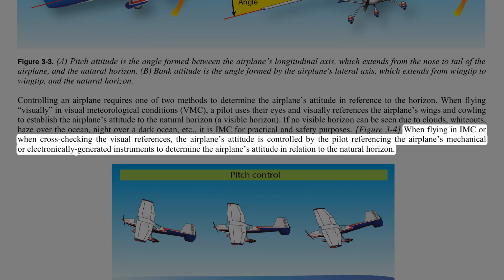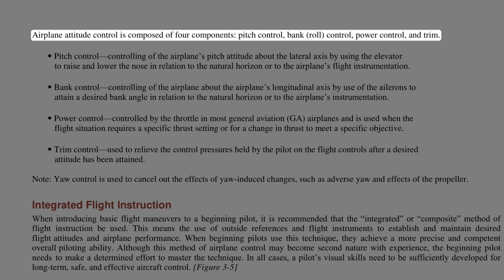When flying in IMC, or when cross-checking the visual references, the airplane's attitude is controlled by the pilot referencing the airplane's mechanical or electronically generated instruments to determine the airplane's attitude in relation to the natural horizon. Airplane attitude control is composed of four components: pitch control, bank control, power control, and trim.